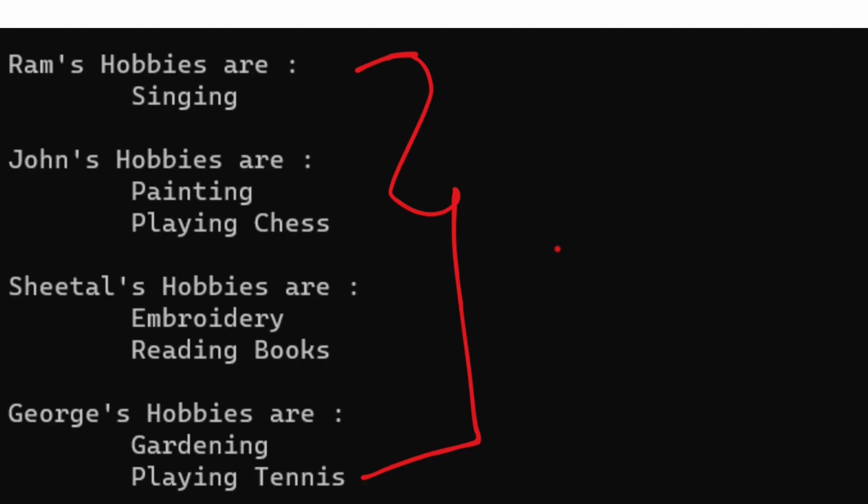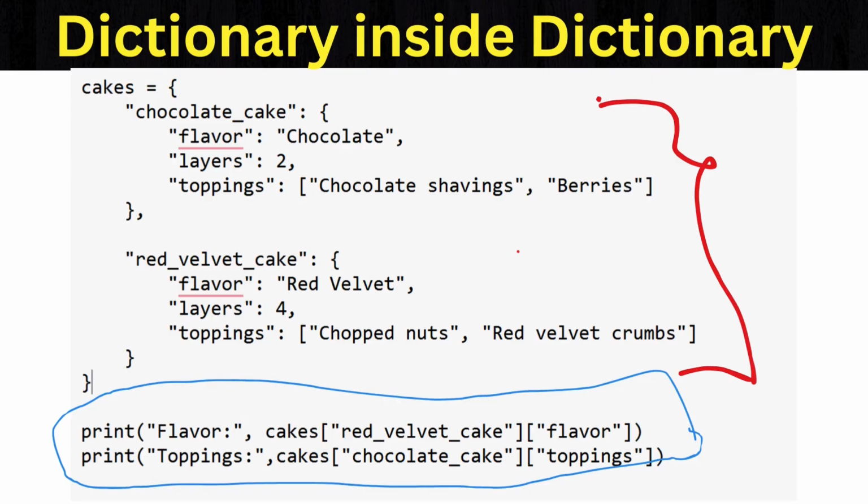Now you can see the output. Ram's hobbies are singing, John's hobbies are painting and playing chess, Sheetal's hobbies are embroidery and reading books, and George's hobbies are gardening and playing tennis. So that's it. Now we have seen dictionaries in a list as well as a list in dictionaries. Now it's time to see a dictionary in a dictionary.